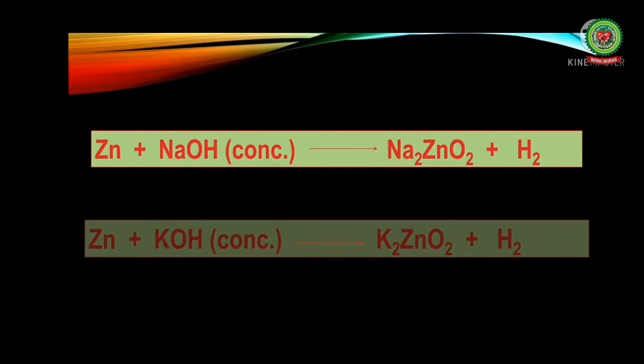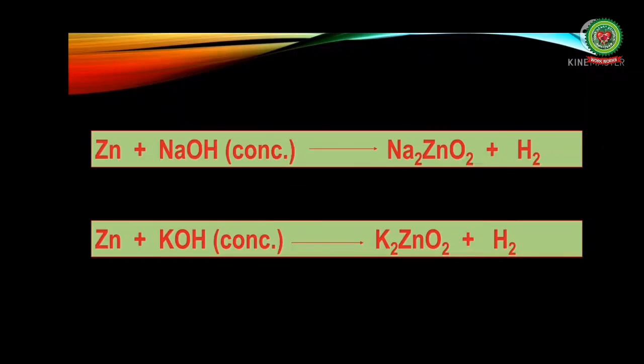Similarly, zinc also reacts with potassium hydroxide to produce potassium zincate and hydrogen gas.